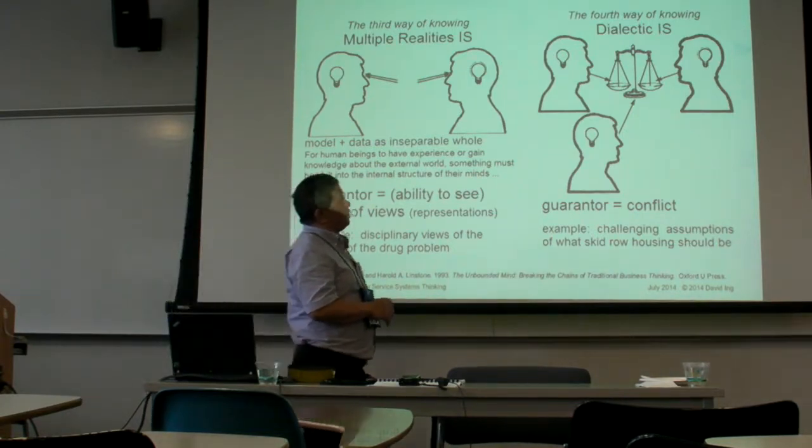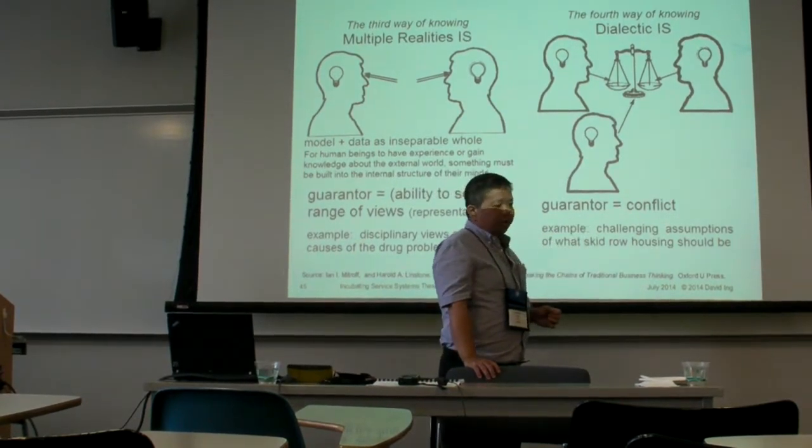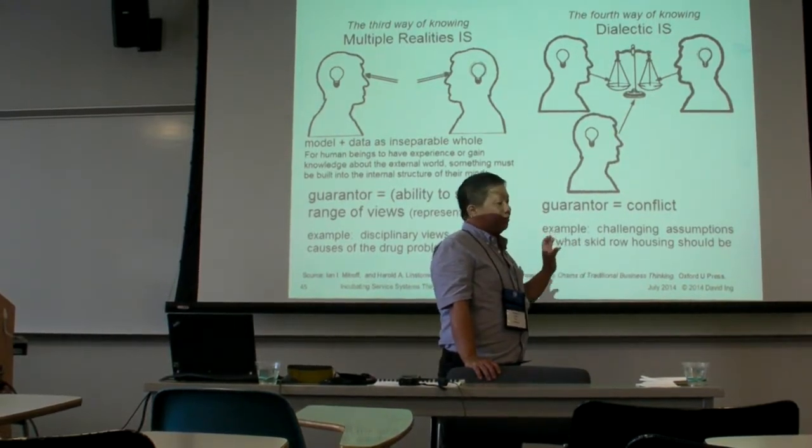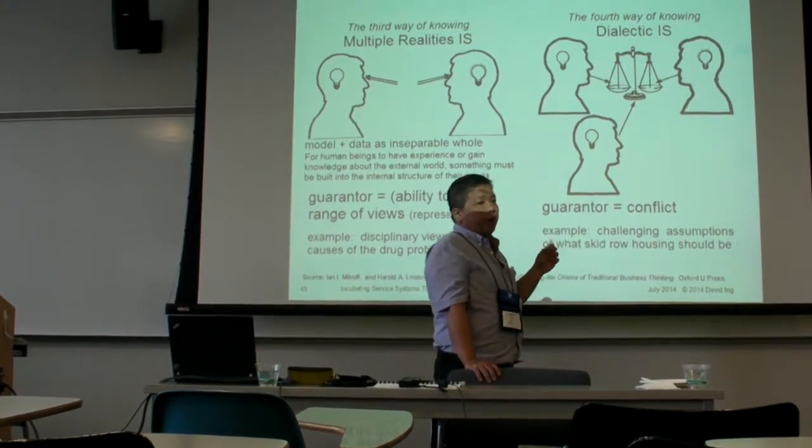The fourth way of knowing is a dialectic inquiring system. And the guarantor is conflict. And so in this case, you end up in legal systems. In the French legal system, it is a pursuit of truth. It's not about guilty or innocent. What they're trying to do is to have two sides debate, one side debates white, one side debates black, and the observer gets to understand the gray.